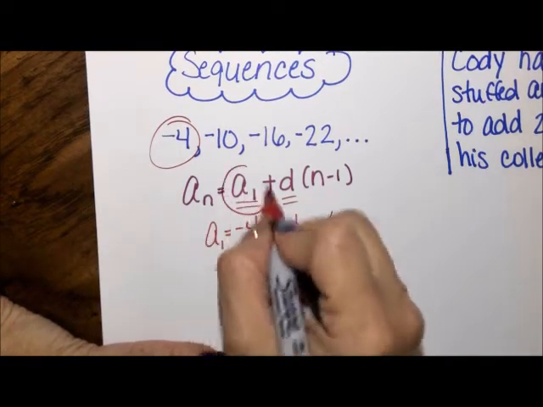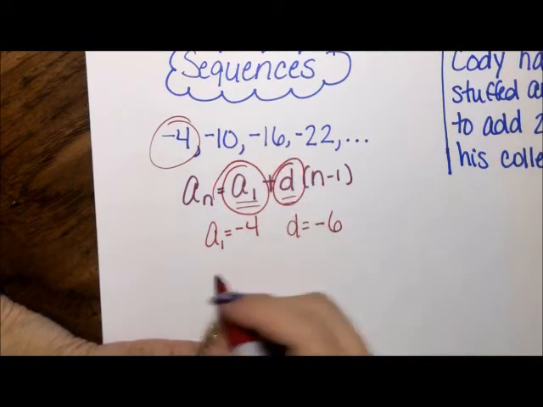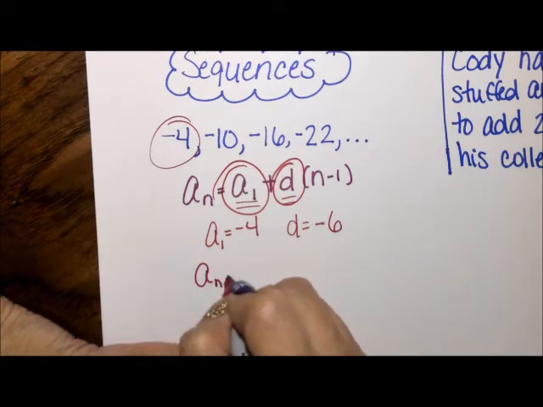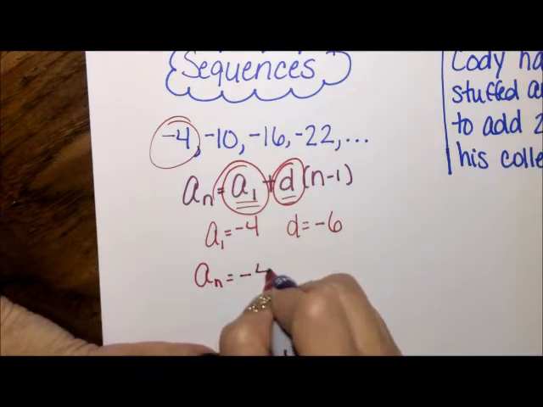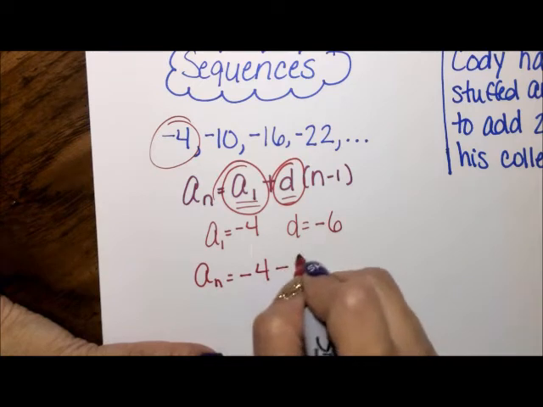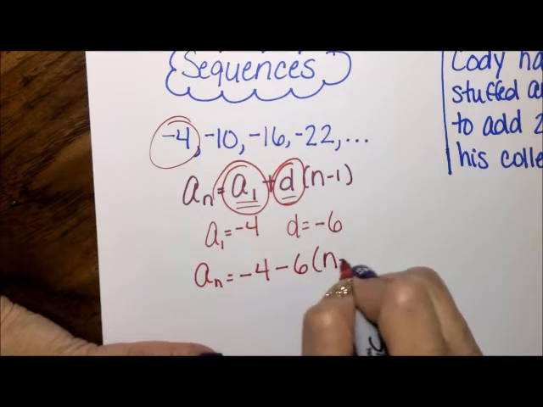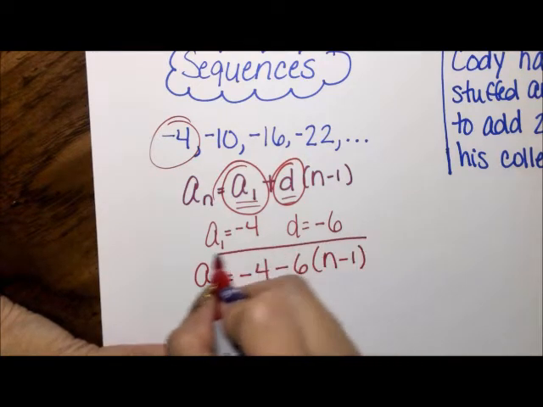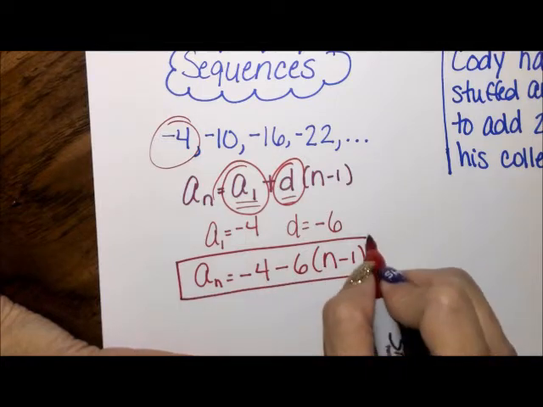So I'm going to plug negative 4 in here and negative 6 in here. A sub n equals first term, which is negative 4, common difference is negative 6 times n minus 1. We are going to leave it right there. That is my rule.